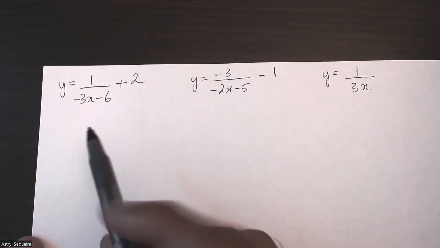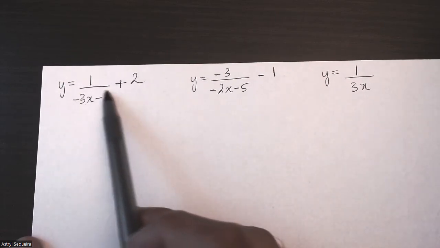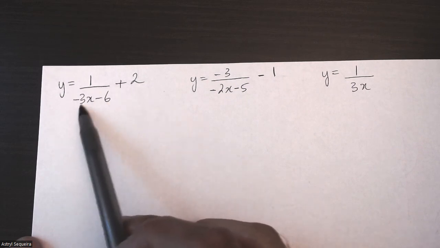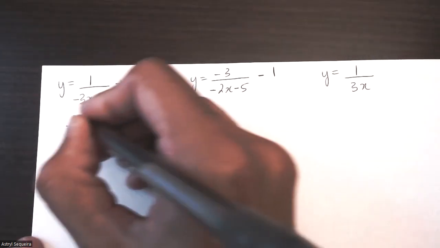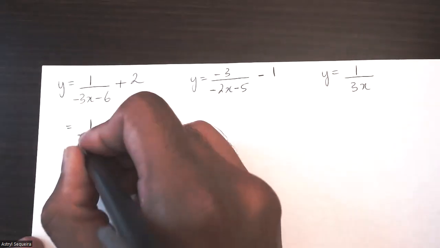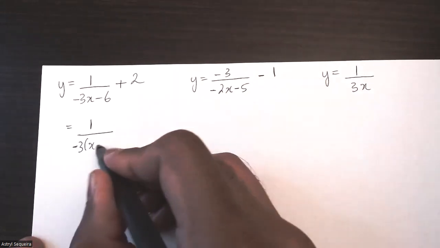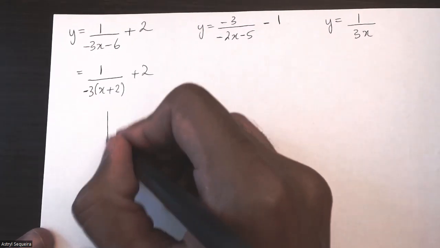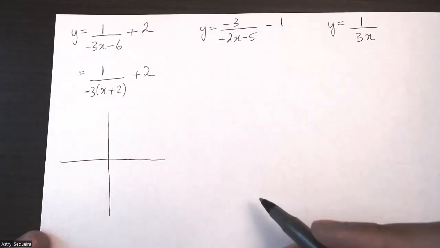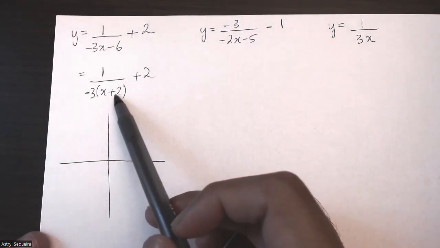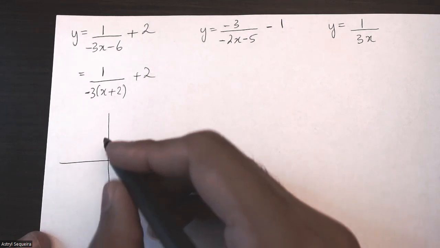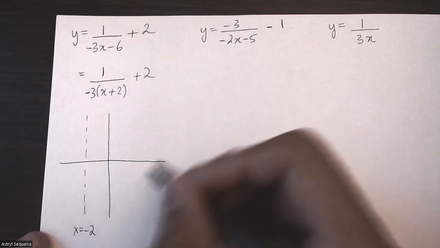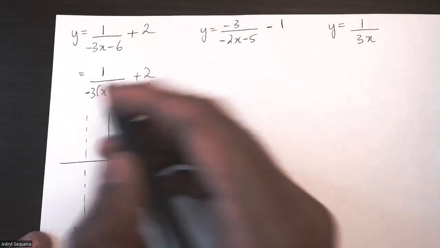Okay, 3 more questions over here. This one, again, I have to factor out my denominator because my denominator has a k value and a d value. So before I even try to sketch it, I'm going to factor out this -3, and this becomes x +2 over here. I can now do my sketch. Vertical asymptote is at x equals -2. Remember, we always flip x, it's the opposite. Horizontal asymptote is y equals +2.